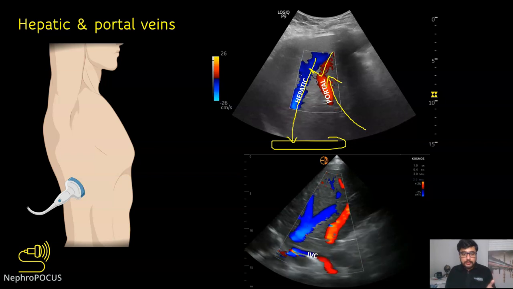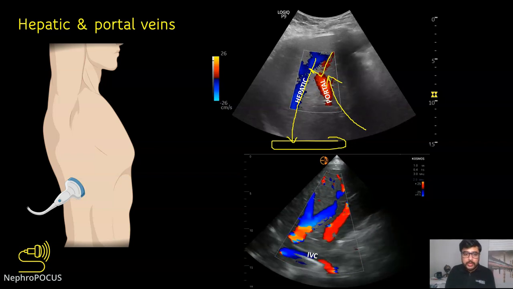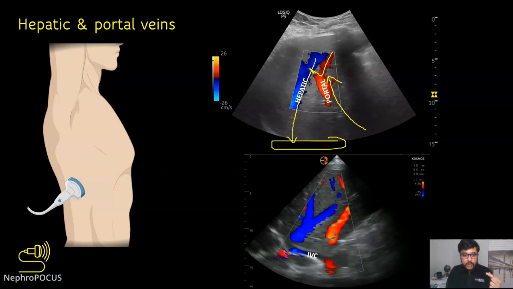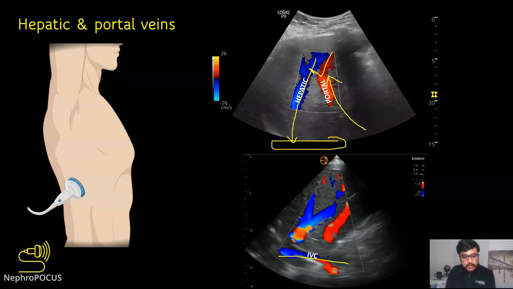That's one way of identifying, but that works only when the patient is normal, right? If the blood flow is reversed for whatever reason, when you're dealing with abnormal patients, that doesn't work. So know the anatomy properly and also know that the portal vein has thicker walls. And here is another nice example. You see inferior vena cava here, hepatic vein, and portal vein.